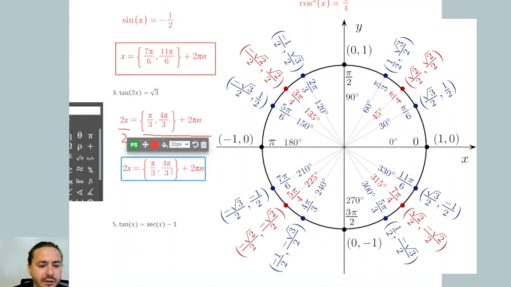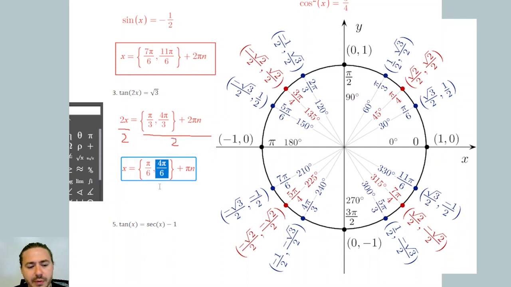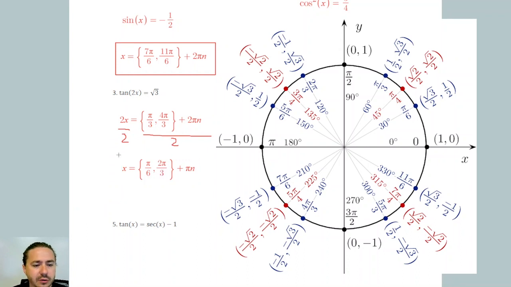So our final answer is going to be x equals pi over 3 divided by 2 is pi over 6. 4 pi over 3 divided by 2 is 4 pi over 6. And then 2 divided by 2 is 1, so we just have plus pi n. Now, this one right here can be simplified, so keep an eye on that. 4 over 6 can be reduced to 2 over 3. And so this would be our general solution here. These are the two solutions on the first cycle.